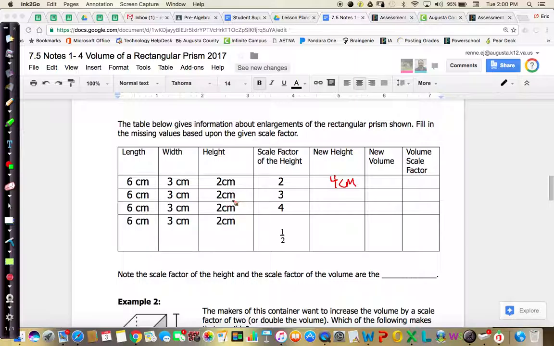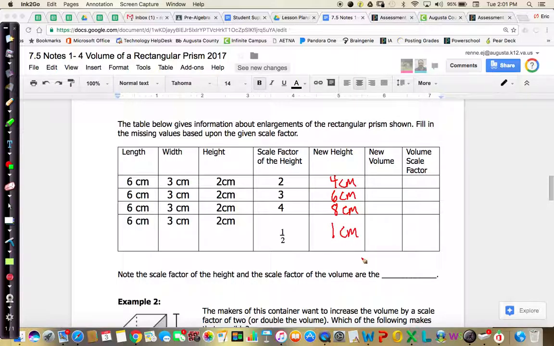And notice the height's always going to be 2 because that's the original height. And 2 times 3 is 6. So the new height for this prism would be 6. If the scale factor is 4, 2 times 4 is 8. So the new height is 8 centimeters. And 2 times 1/2, or say another way of looking at it is taking half of 2, which is 1 centimeter.